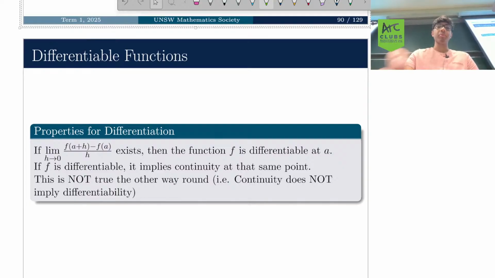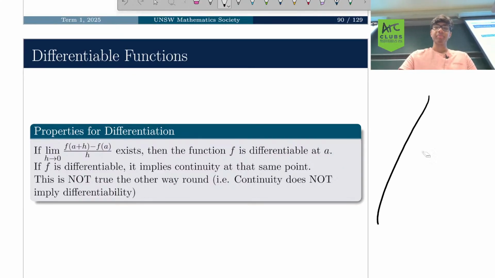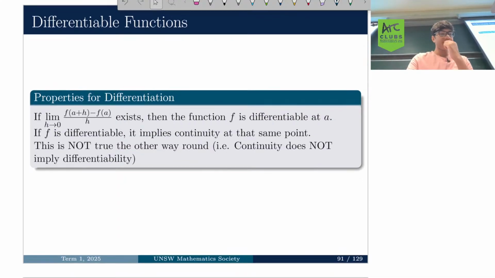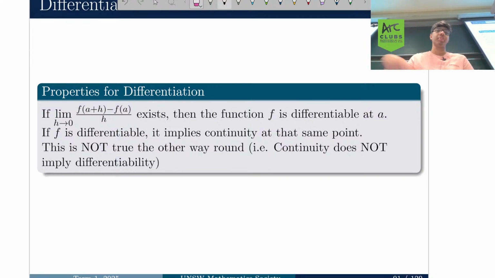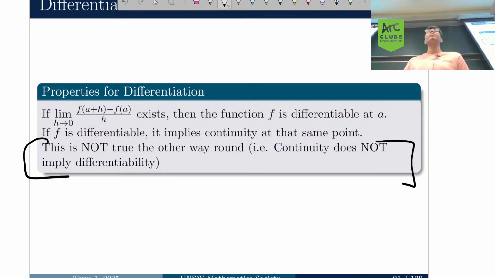And on the same aspect, we're going to talk about differentiable functions. So, if the limit as h tends to 0 of this exists, which is just the first principles definition of the derivative, then the function is differentiable at that point. And importantly, if my function is differentiable at that point, it is also continuous at that same point. And that's really important because that's actually not true the other way around. I could have a function that is continuous at a point, but not necessarily differentiable. So if it's differentiable, it must be continuous, not vice versa.